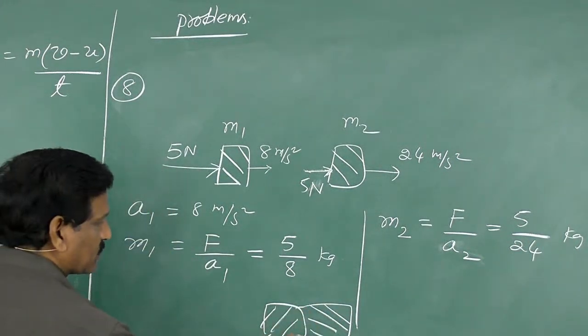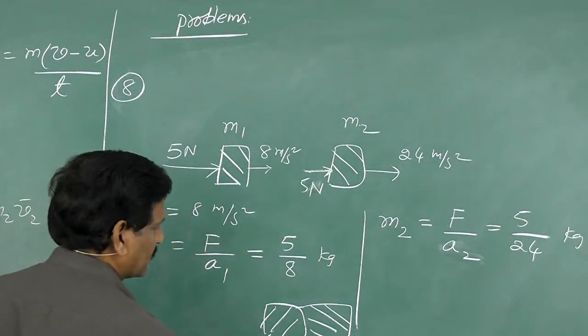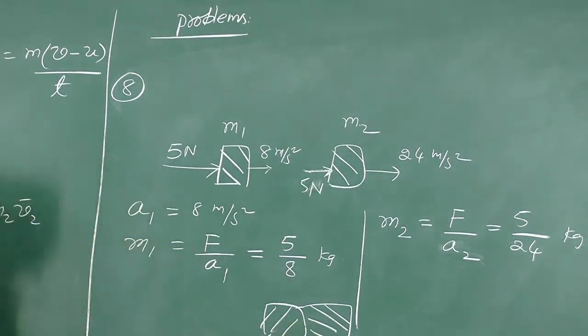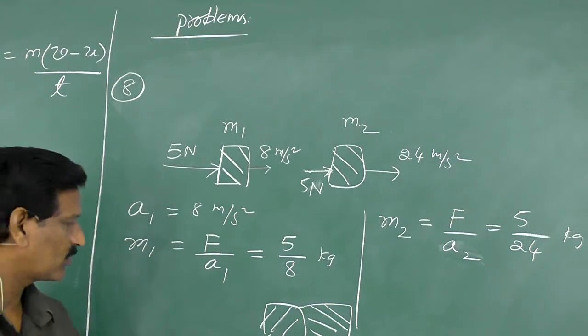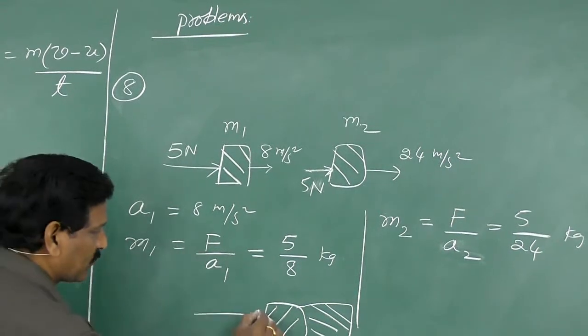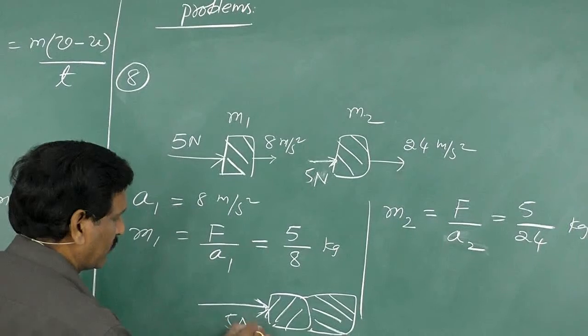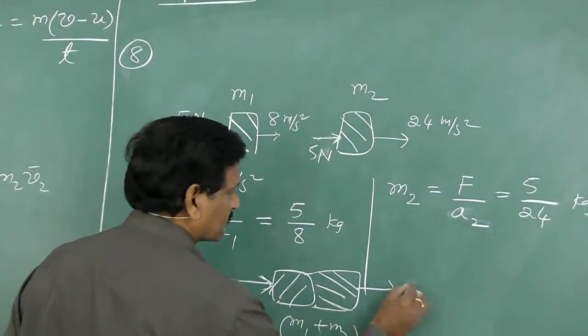Then total mass becomes m1 plus m2. When these two are joined together, they act as a single body of mass m1 plus m2. Now the same force is applied, 5 Newton. We have to calculate the acceleration here.